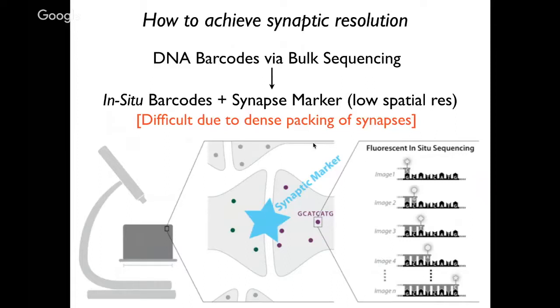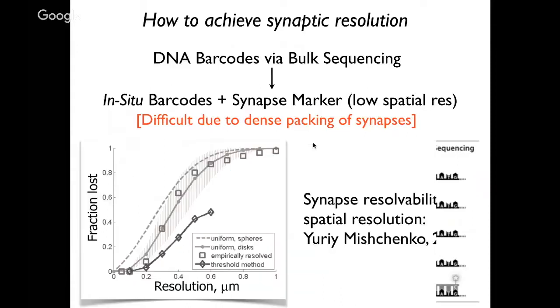And so one of the issues that you run into if you're trying to use an imaging-based approach to read whether it be barcodes or morphology or other molecules, is that the synapses are packed densely in space, and you don't want them to overlap, or else you won't be able to resolve what you're looking at.